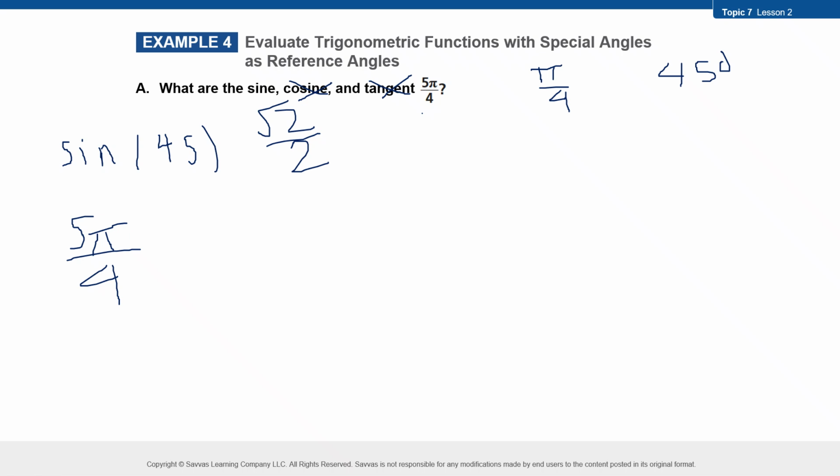So multiply this by 180 over pi. You know your pi is going to cancel. So 5 times 180, when you multiply that, that is 900. Divide that by 4, that's going to be 225. And we know at 225, everything is negative except tangent, and I say this because 225 is in quadrant 3. So everything is negative but tangent. So sine of 5 pi over 4 is going to be negative square root 2 over 2. So that's how you do that.